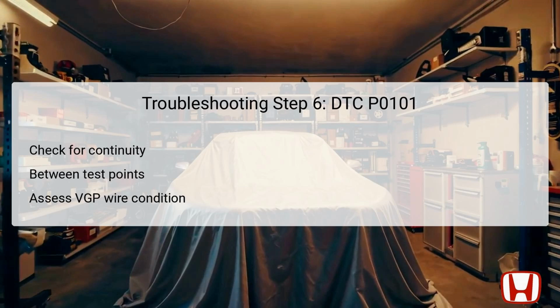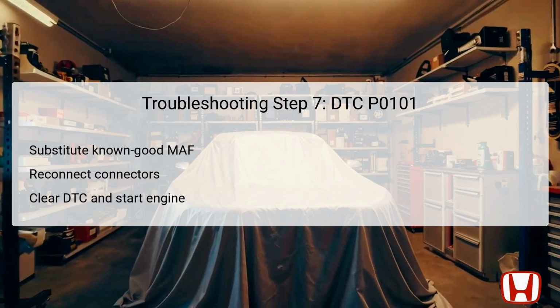A successful continuity test indicates that the VGP wire is functioning correctly, allowing signals to be transmitted efficiently. If continuity is absent, there is a fault present in the VGP wire between the PCM and the MAF sensor, requiring careful tracing and repair of the wire to rectify the issue.